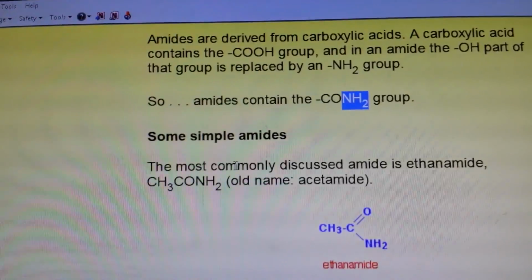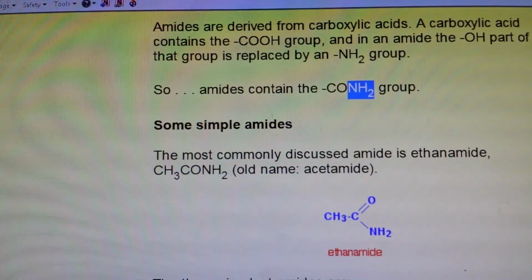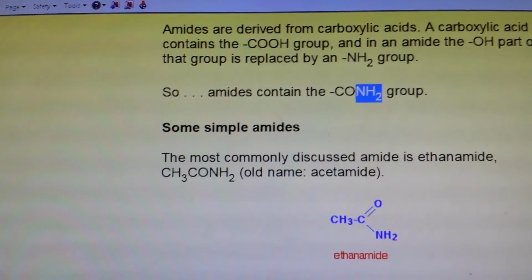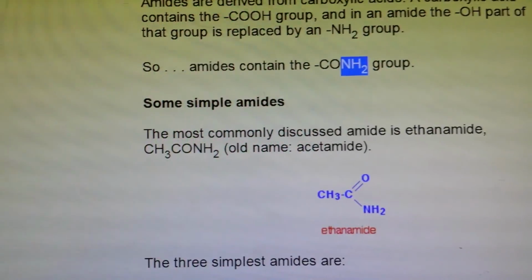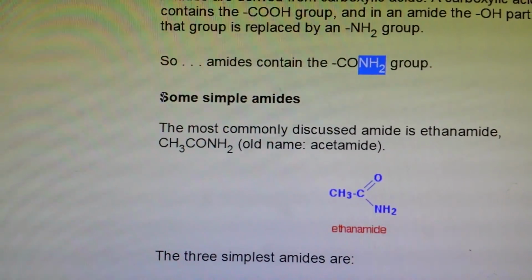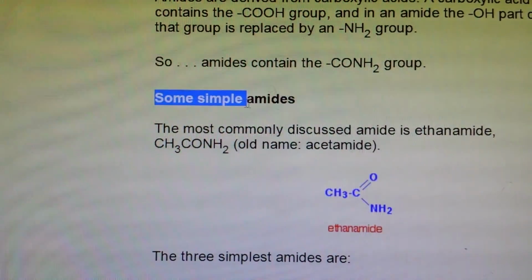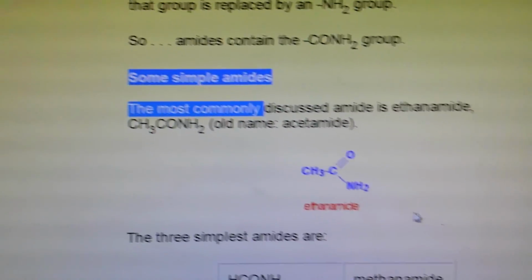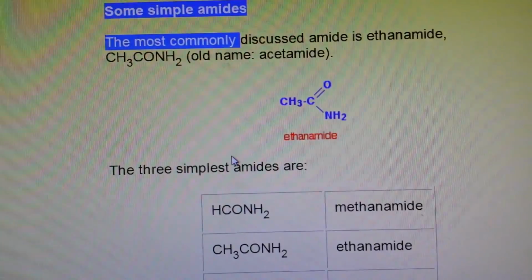We're talking about amides. We want to learn. We really love organic chemistry, you and me both. We only learn things if we love them. Now some simple amides are coming.